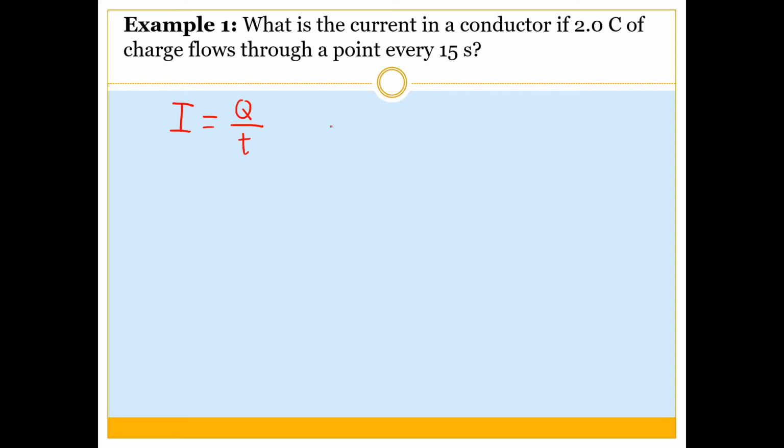So the amount of current will be the amount of charge, 2 coulombs flowing through a point in 15 seconds. So the current at this point will be 2 divided by 15, which is 0.133, or 0.13 amps. There we go. You can calculate current this way as charge per time, or charge per second.